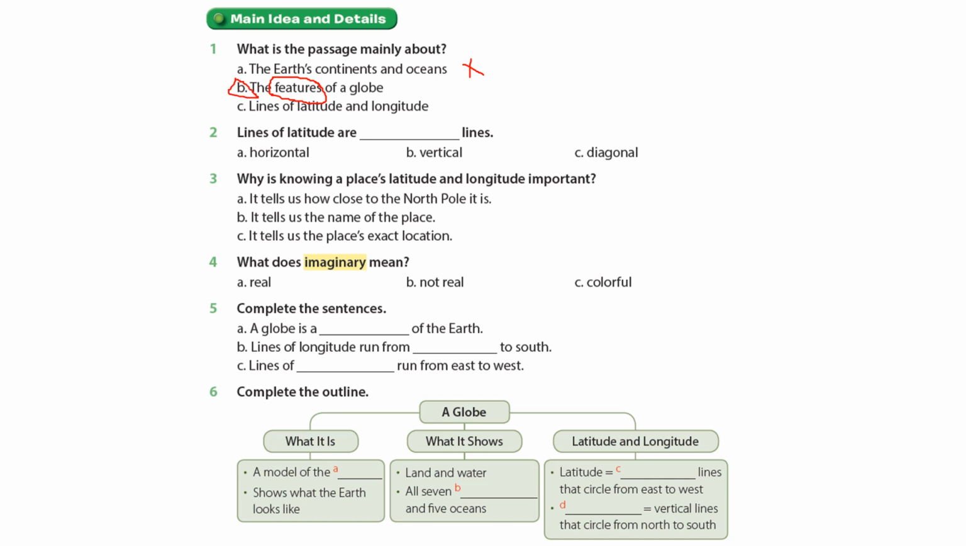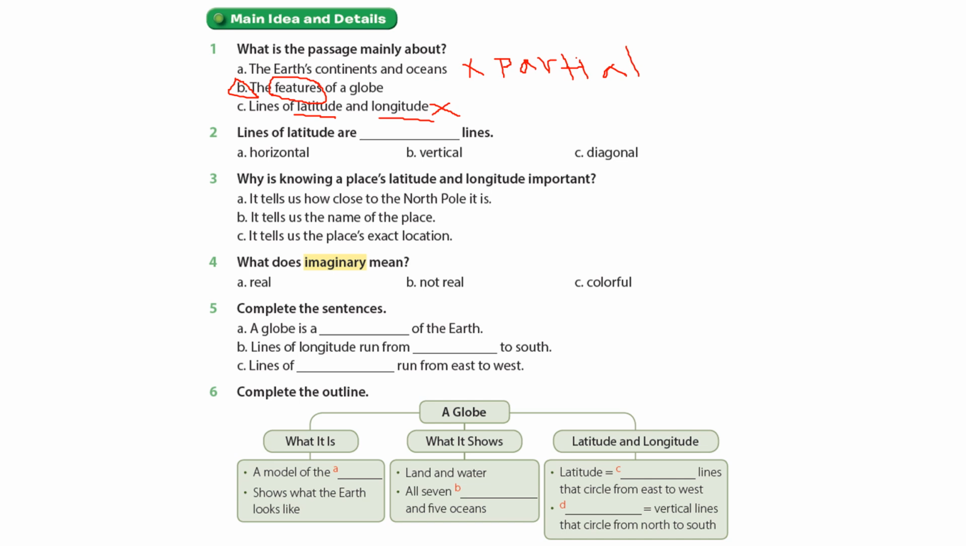Then what about C, lines of latitude and longitude? 저희 latitude and longitude라는 단어 배웠죠? 그죠? But is that the entire idea of the passage? No. 그래서 이건 두 가지는 뭐예요? It's only a partial answer. 이거는 거의 부분적인 answer, 답변이기 때문에 틀린 거예요.